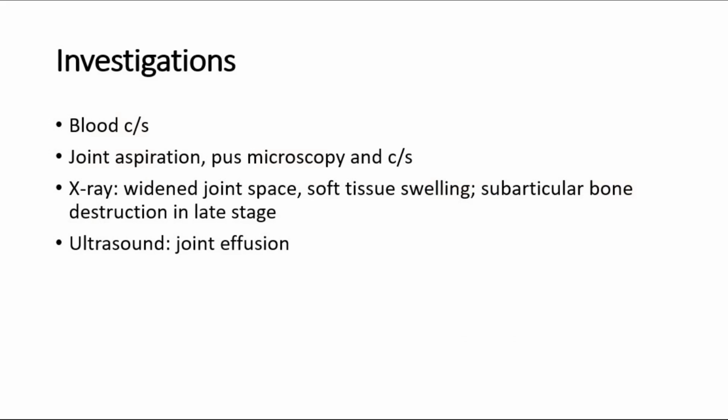To investigate for acute suppurative arthritis, we can do blood culture and sensitivity, joint aspiration, pus microscopy and culture and sensitivity, and X-ray of the joint. The expected findings would be widened joint space, soft tissue swelling, and in later stage there might be subarticular bone destruction. Ultrasound may show joint effusion.